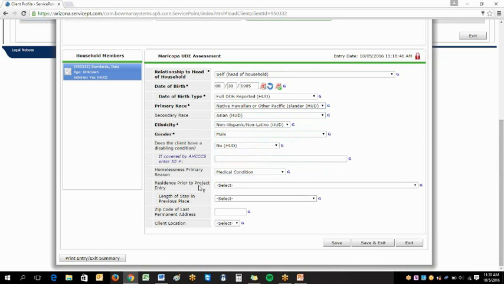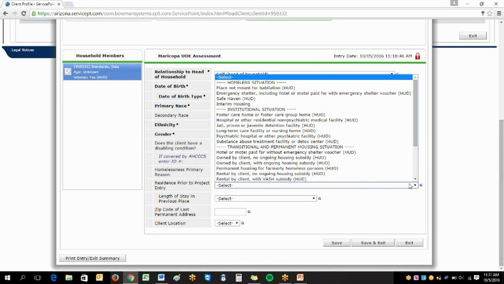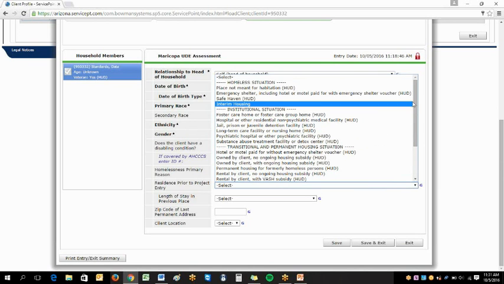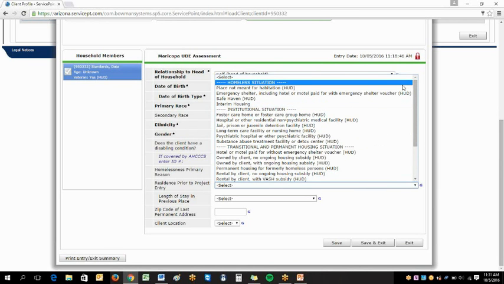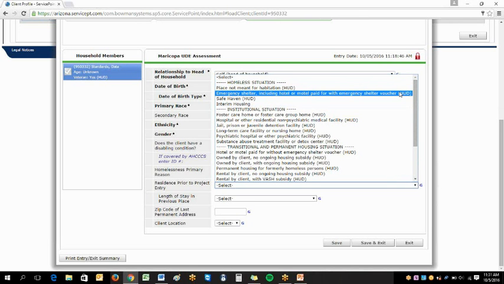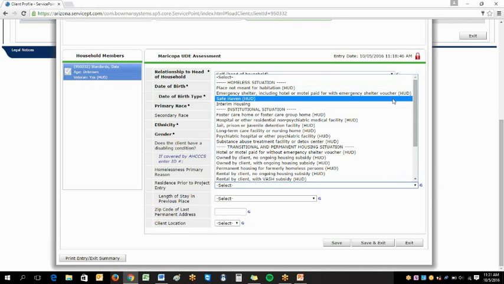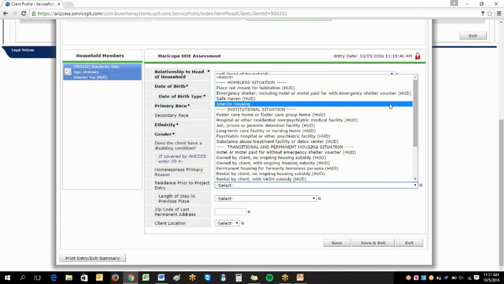Finally, we have the residence prior to project entry. This question is, where did your client sleep the night before they entered your project? As described before, we now have headers for each situation. The first situation you will see would be a homeless situation, meaning a place not meant for habitation, emergency shelter including hotel or motel paid for with emergency shelter voucher, safe haven, or interim housing.